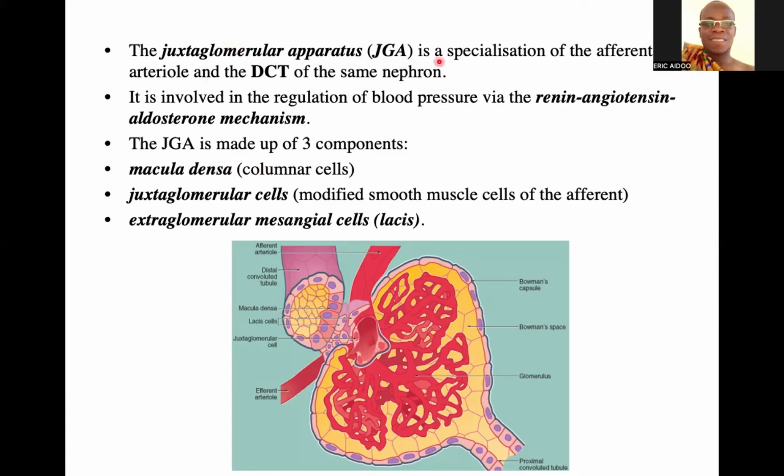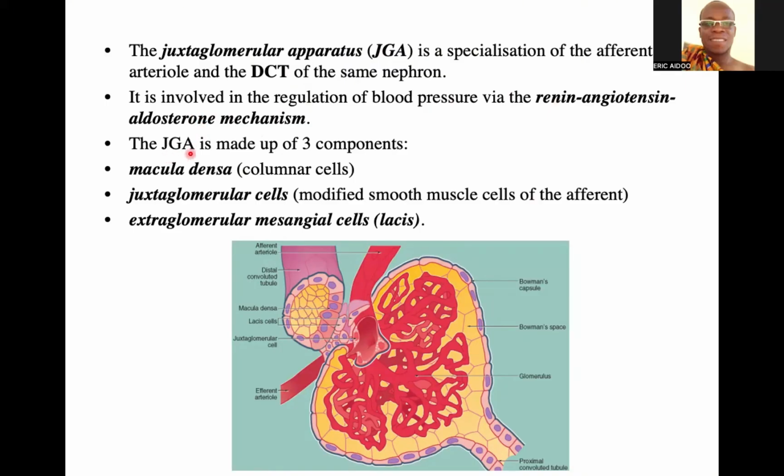Juxtaglomerular apparatus, JGA, is a specialized structure. The juxtaglomerular cells are smooth muscle cells related to the afferent arteriole. Then you also have the juxtaglomerular apparatus, which is a specialization of the afferent arteriole and that of the distal convoluted tubule of the same nephron. It is involved in the regulation of blood pressure through the renin angiotensin aldosterone mechanism.